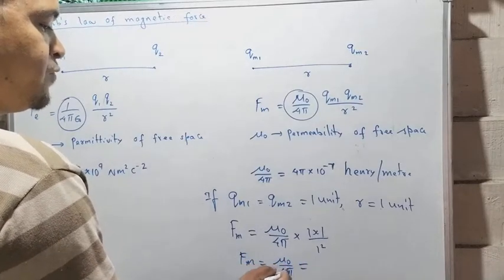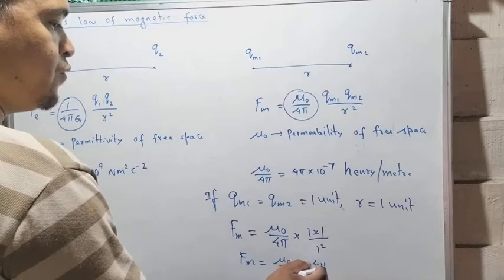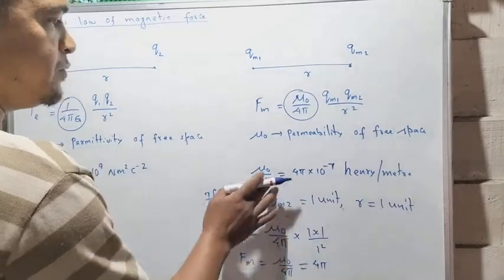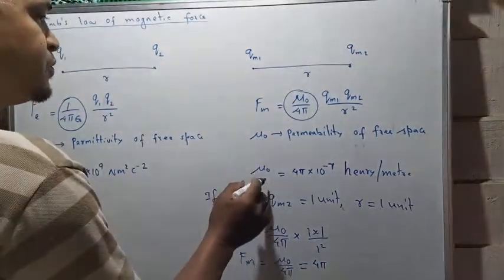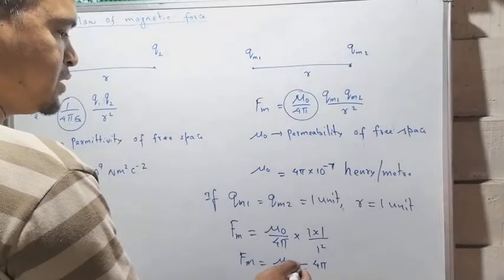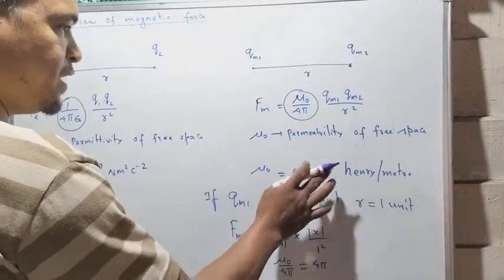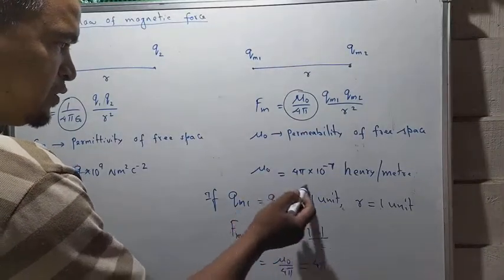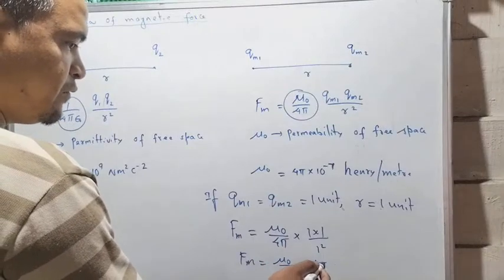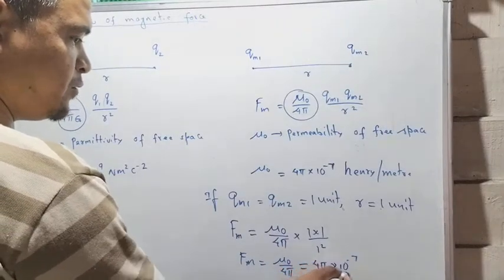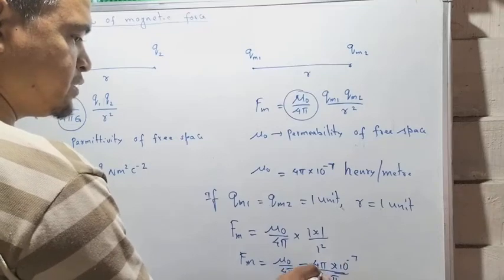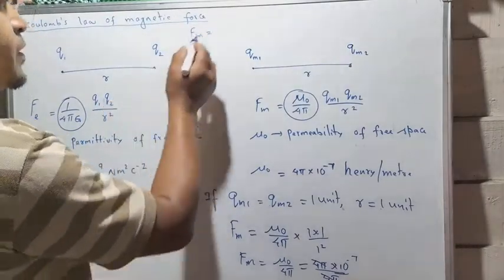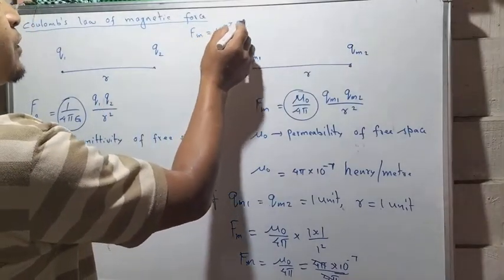Sorry, the value of mu naught upon 4 pi is equal to 10 to the power minus 7, so this is just mu naught only. The value of mu naught is equal to 4 pi into 10 to the power minus 7, and when you substitute the value of mu naught over here, you will get 4 pi into 10 to the power minus 7 upon 4 pi. So the 4 pi with 4 pi cancel, and you will get Fm equal to 10 to the power minus 7 Newton.